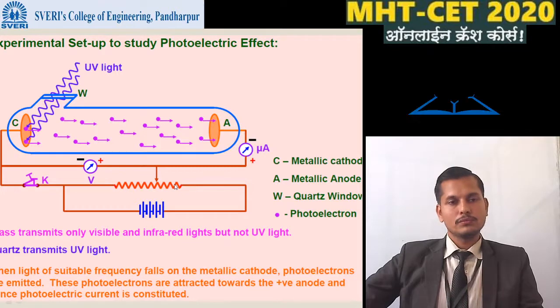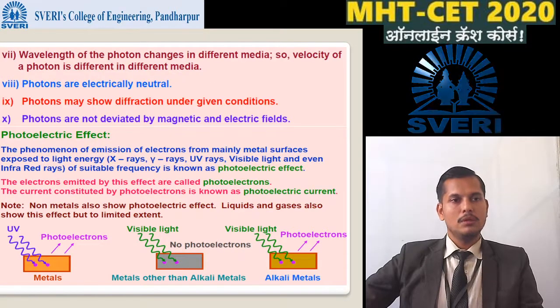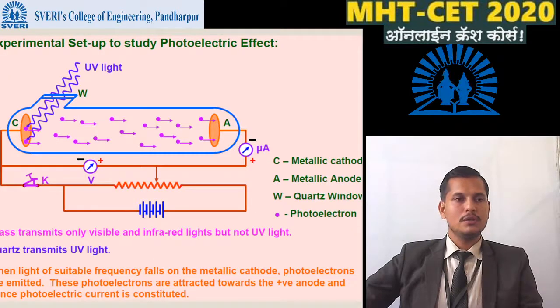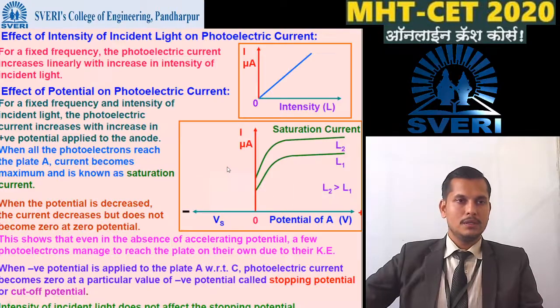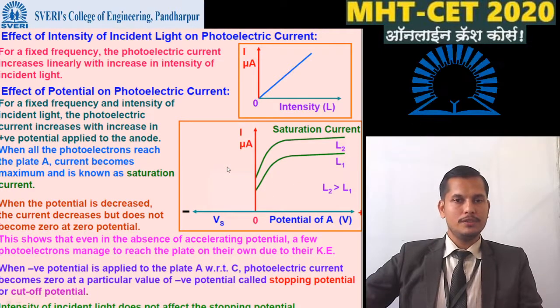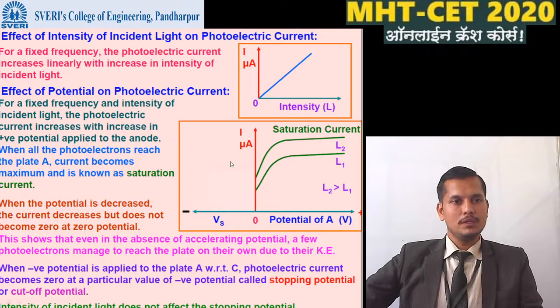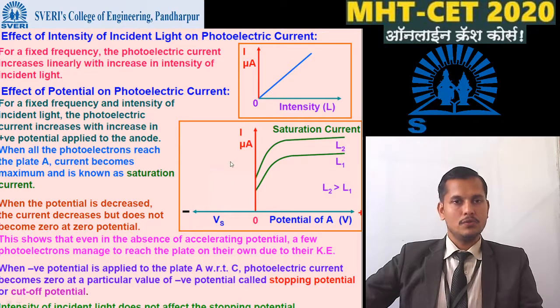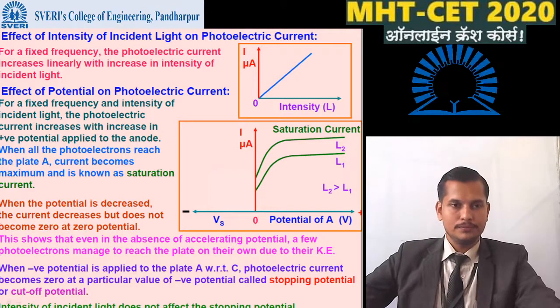So up to this, what we have discussed: what is meant by photon, then its properties, what photoelectric effect means, and the experimental setup of photoelectric effect. Then we move to the next points, where we are checking the graphical representation of the effect of intensity of incident light on photoelectric current, and the effect of potential on photoelectric current.